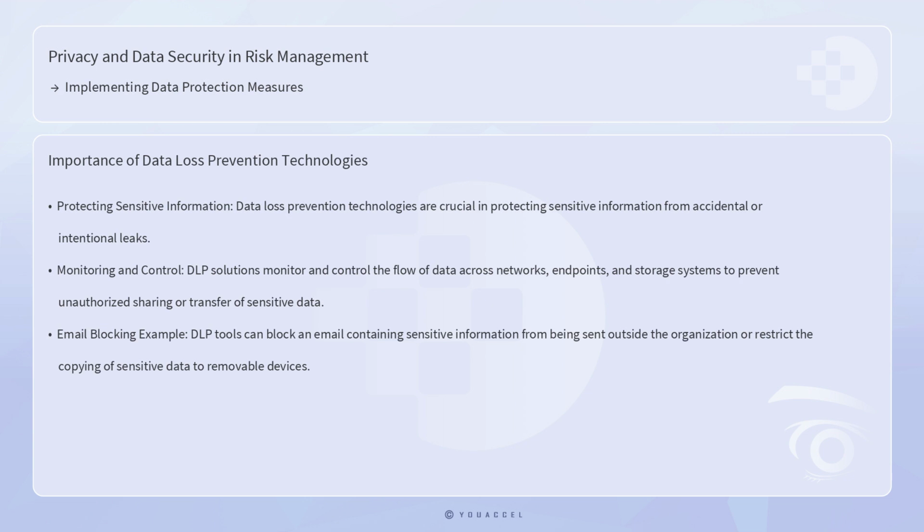Data loss prevention technologies are also crucial in protecting sensitive information from accidental or intentional leaks. DLP solutions monitor and control the flow of data across networks, endpoints, and storage systems to prevent unauthorized sharing or transfer of sensitive data. For example, DLP tools can block an email containing sensitive information from being sent outside the organization or restrict the copying of sensitive data to removable devices.